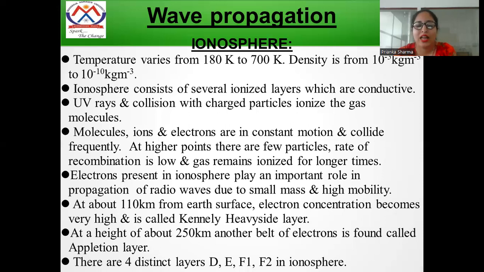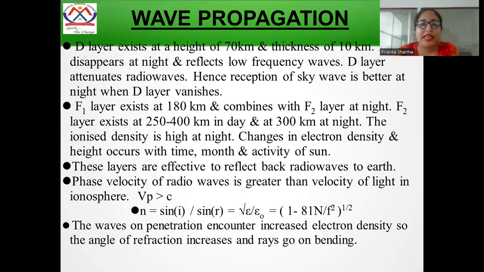and high mobility. At about 110 kilometers from the Earth's surface, electron concentration becomes very, very high, and this is called the Kennelly-Heaviside layer. At a height of about 250 kilometers, another belt of electrons is found, which is called the Appleton layer. There are four distinct layers in the ionosphere, which are D layer, E layer, F1 layer, and F2 layer. D layer exists at the height of 70 kilometers and a thickness of 10 kilometers. It disappears at night time and reflects low frequency waves.